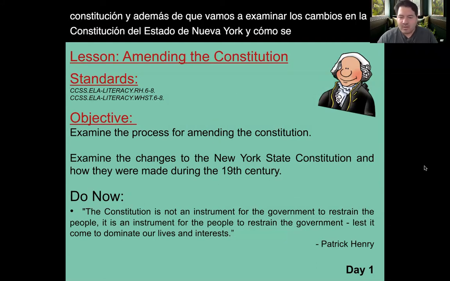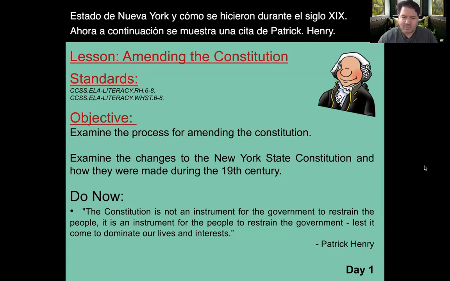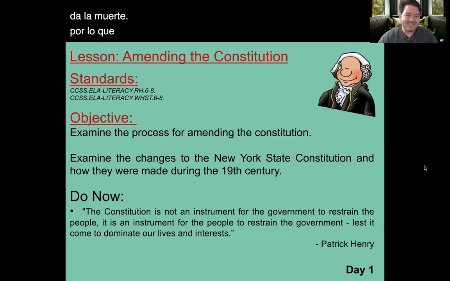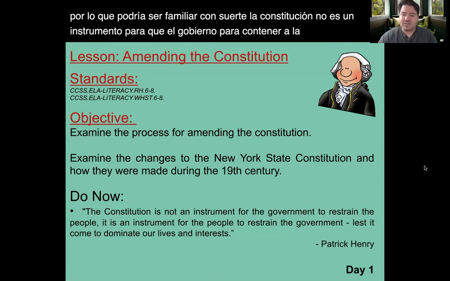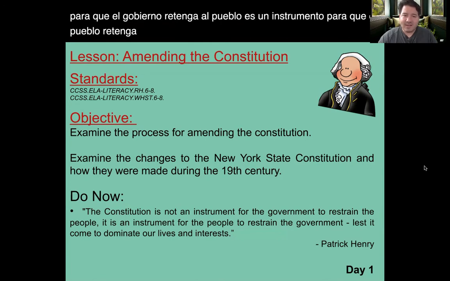Now, below is a quote from Patrick Henry, the same person who is quoted in his speech, "Give me liberty or give me death." So he might be familiar, hopefully. The Constitution is not an instrument for the government to restrain the people. It is an instrument for the people to restrain the government, lest it come to dominate our lives and interests.